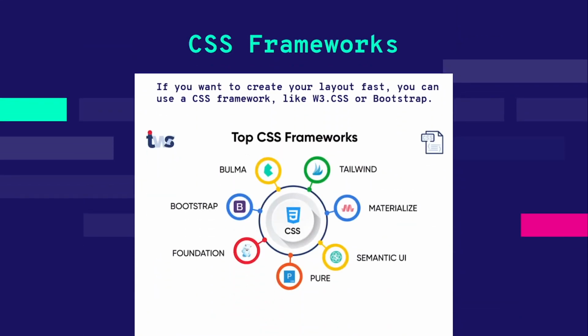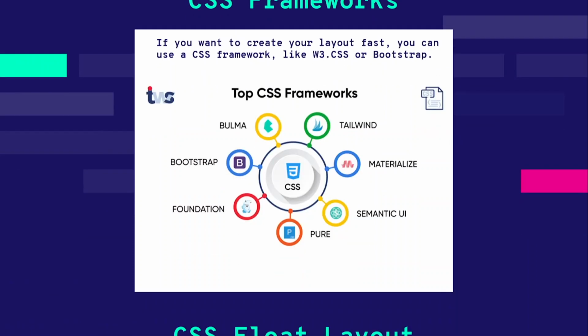So CSS frameworks. What are CSS frameworks? CSS frameworks are nothing but code which is already written for you to use in your CSS or in your HTML page. You can just call the classes. Then you can use that class to create layouts or anything you want. You can see the top CSS frameworks are there: Bulma, Tailwind CSS, Materialize, Semantic UI, all these things are there. Bootstrap. All these are the top CSS frameworks which we use for creating layouts or for designing purposes.